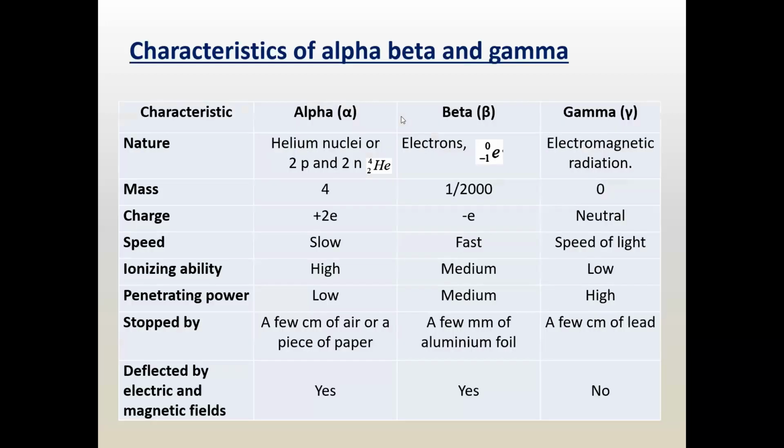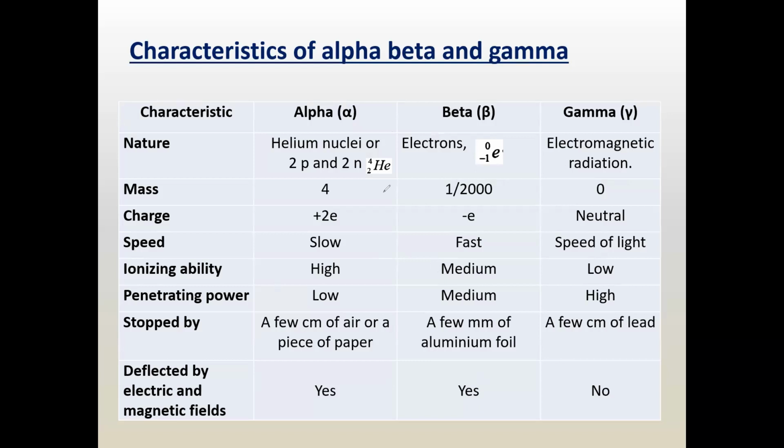In this session, we will discuss the characteristics, basically the properties, of alpha, beta, and gamma. So what are the characteristics or properties of alpha, beta, and gamma? Number one, the first one is nature.